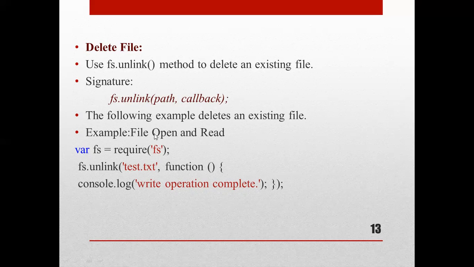So see the example. How to delete the file? First we have to import the fs module using the require function, then use fs.unlink. Inside the brackets give the path or the file name like test.txt and pass the function. This function is empty. Inside that function write console.log that the operation completed successfully. So using the unlink function, this will delete that file.